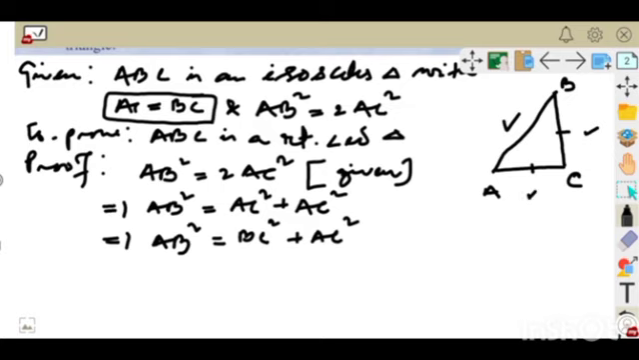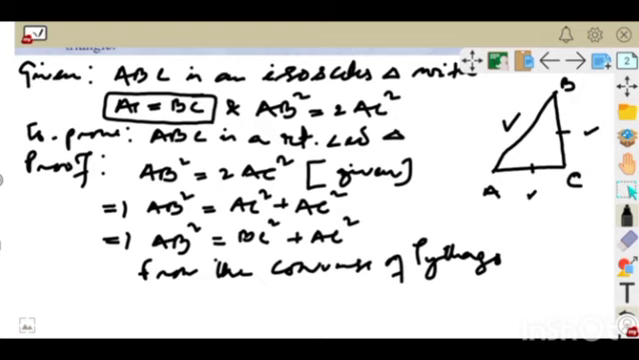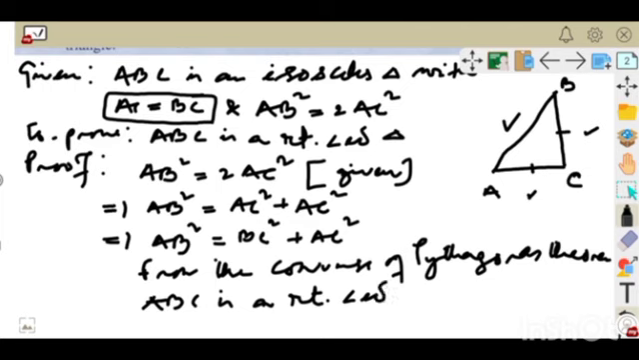Here what happened? The square of one side is equal to the sum of the squares of the two other sides. Here AB square equal to BC square plus AC square. That means from the converse of Pythagoras theorem, ABC is a right angle triangle. But here hypotenuse will be definitely AB, therefore its opposite angle, that means angle C, will be 90 degrees. So ABC is a right angle triangle at C.